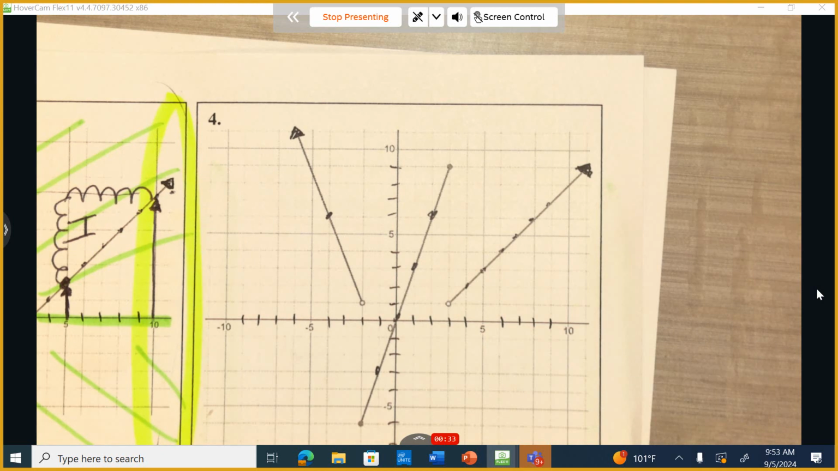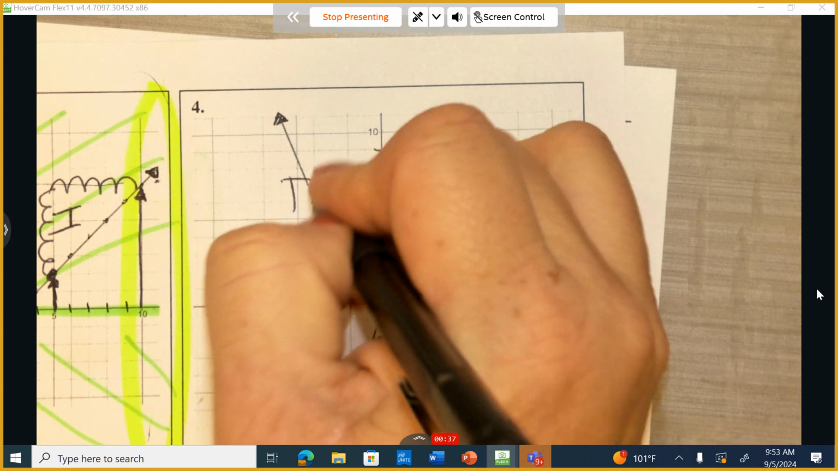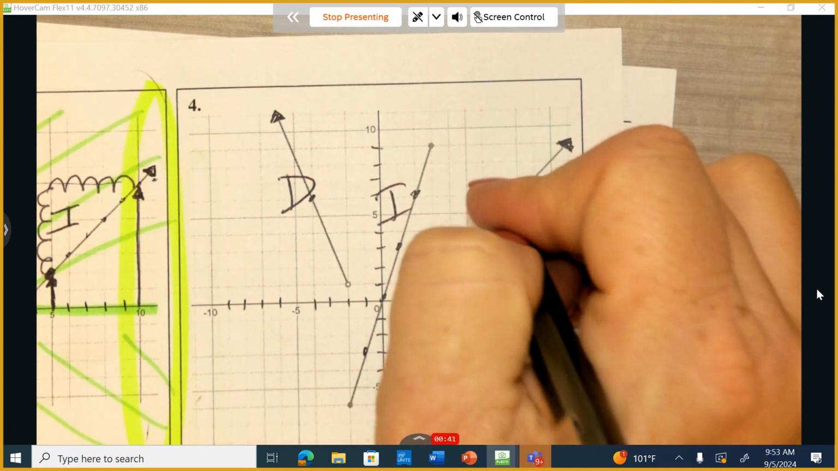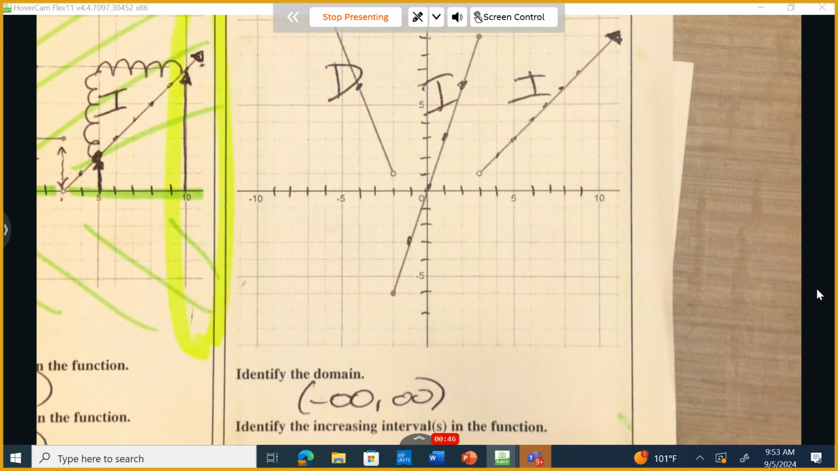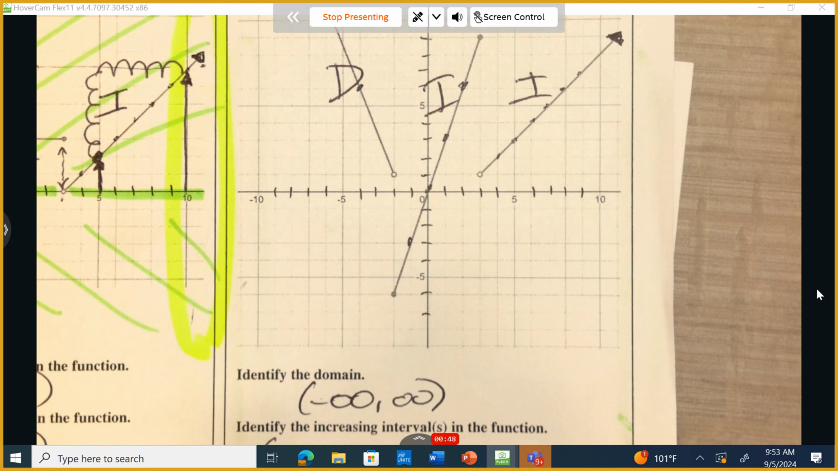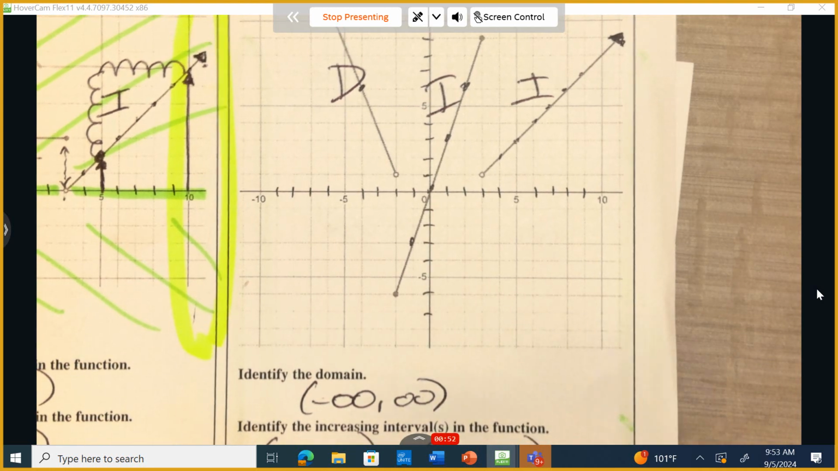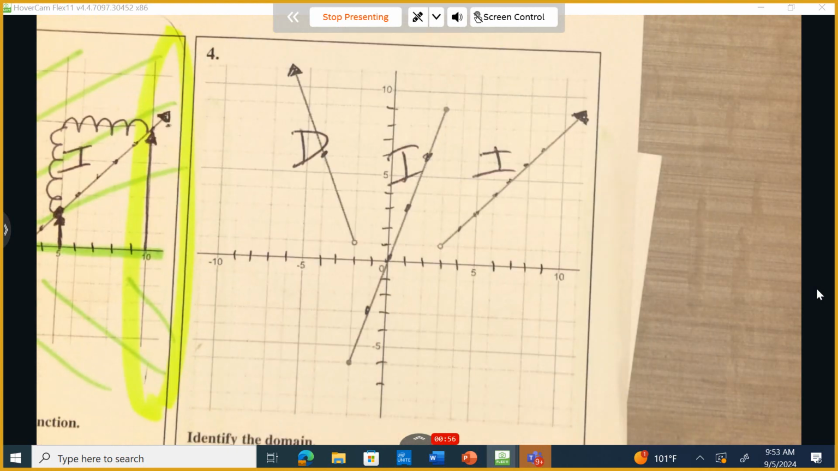Now I'm going to go through and organize these. So from left to right, this would be going downhill, decreasing. From left to right, this would be increasing. From left to right, this would be increasing. So I have 2 increasing, 1 decreasing, and no constant. So right away, I'm going to put these parentheses, and I set it up already for myself. Let's start with the 1 decreasing.